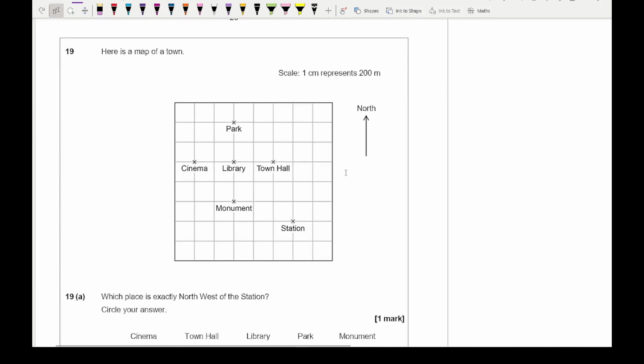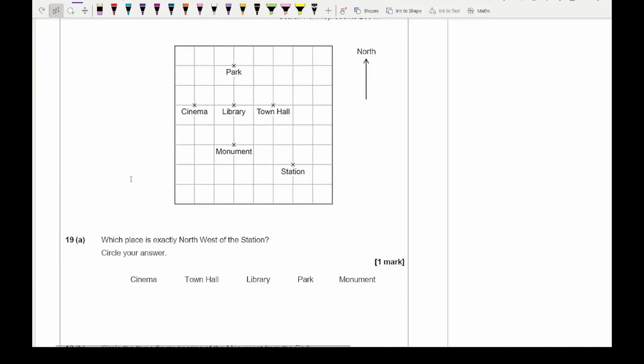Moving on to question 19, it says that here is a map of a town, and for part A, it's saying which place is exactly northwest from the station. So the station is here. If I draw my north line, northwest is going in this direction here. So if I just follow that through, you can see that I end up at the library.